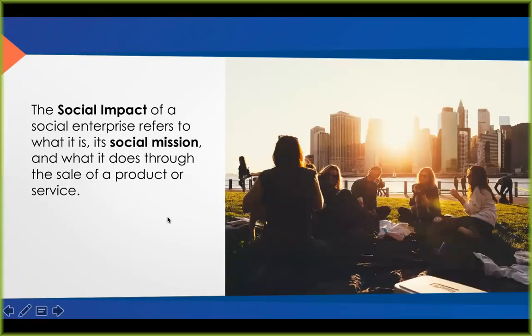So, social impact. Social enterprises are formed by typically passionate people who really care about a need in their community they feel is not being met. It's typically a social need. It might be an environmental issue, cultural issue, an economic issue. This becomes their social mission, which they're building their enterprise on. And the enterprise itself is selling a product or a service.